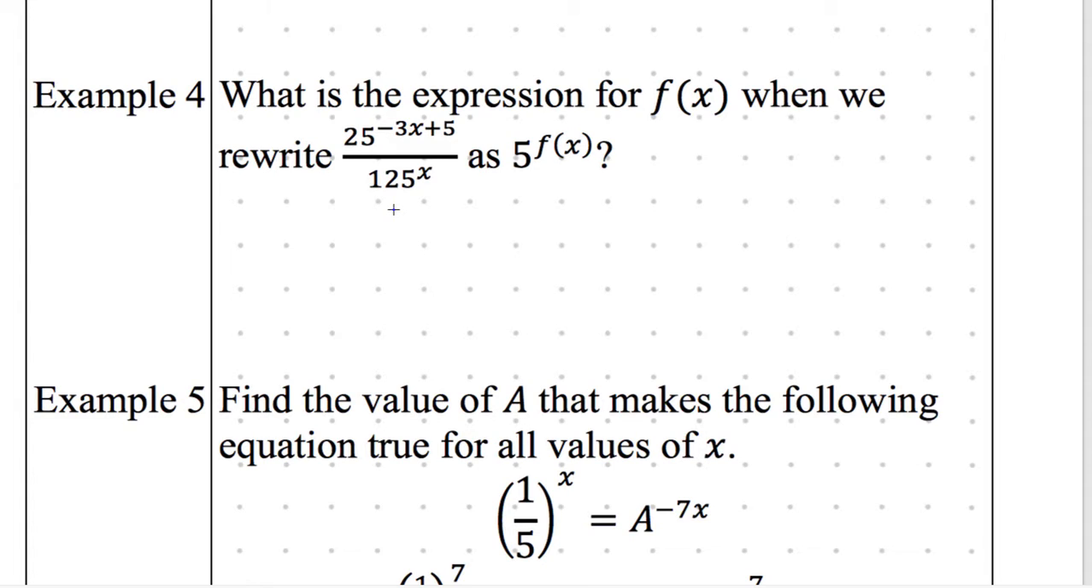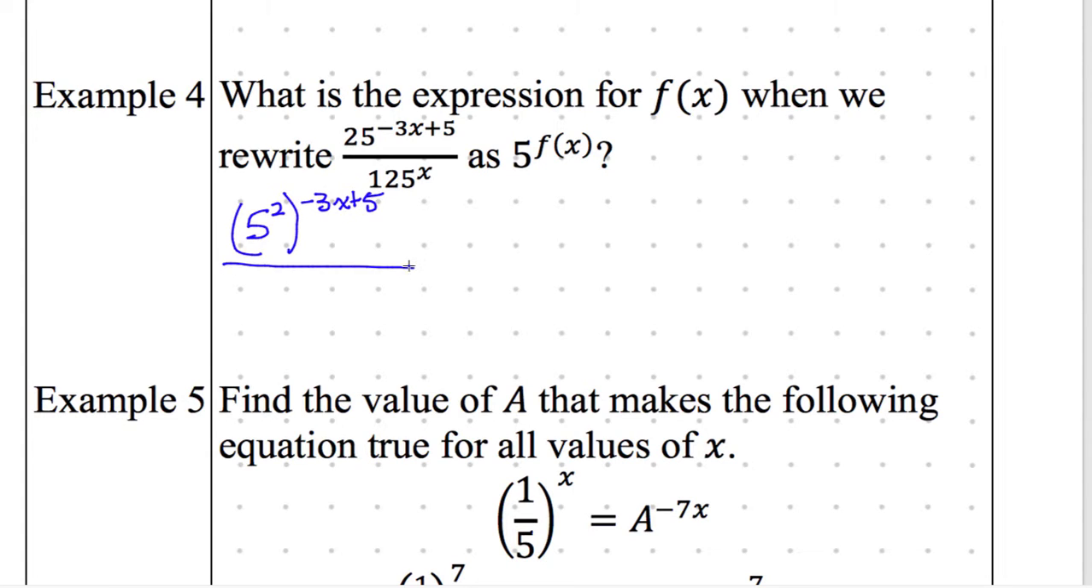Let's do example 4. This one is a little bit easier. I need to write this as 5 to the power of something. I need to figure out what that something is. So I need to rewrite this with 5. It's the same process again. 25 can be rewritten as something with 5. There it is, 5 squared. So I'm rewriting that 25 as 5 squared. And I'm going to rewrite the rest of the exponent, negative 3x plus 5.